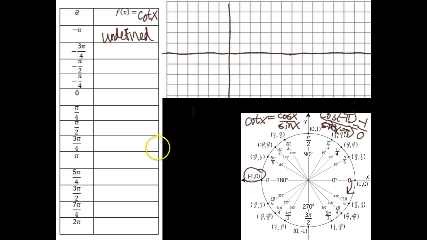at negative pi. What does that mean graphically? Well, whenever you have a 0 in the denominator, that means that you have a vertical asymptote. So let's go out to negative pi, and we're going to draw a dashed line here for a vertical asymptote. So x equals negative pi would be my vertical asymptote. So let's identify all the other vertical asymptotes.